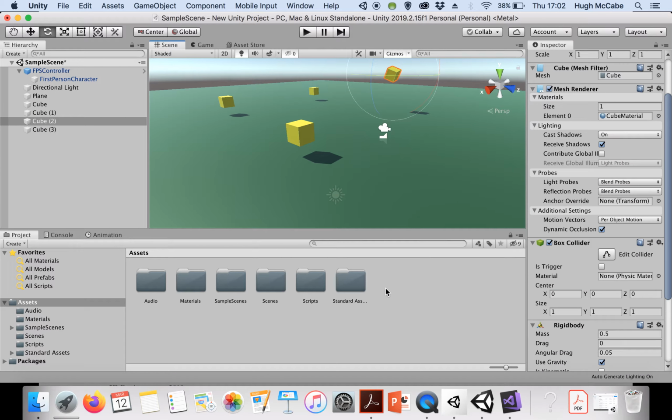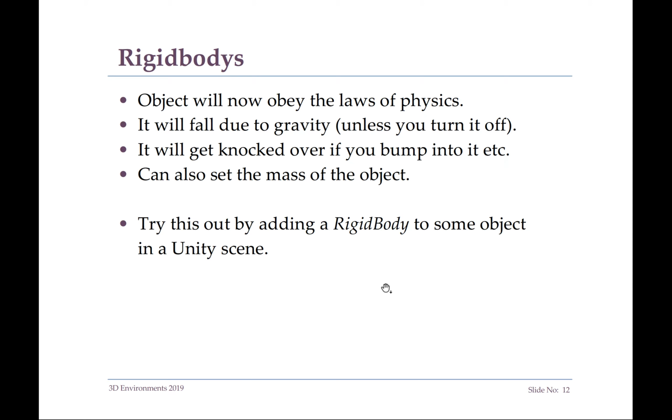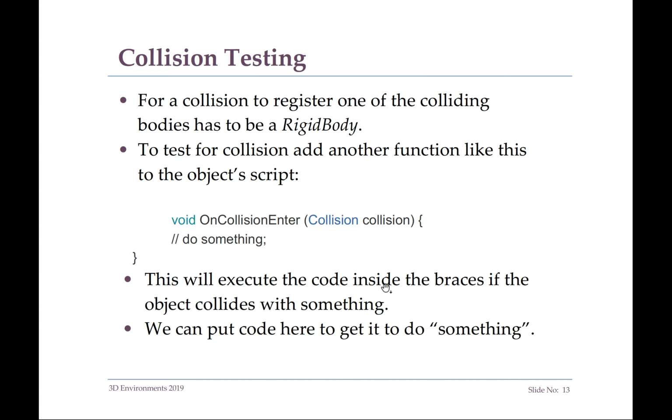So, how do we detect collisions or get it to do things in response to collisions? Well, this is where we need a little bit of scripting. As long as one of our potentially colliding bodies is a rigid body, we can test for collisions as follows. It's a matter of adding a script to the object that contains a function called OnCollisionEnter. Again, this is one of Unity's built-in functions, and it will automatically trigger if the object that this is attached to collides with something.